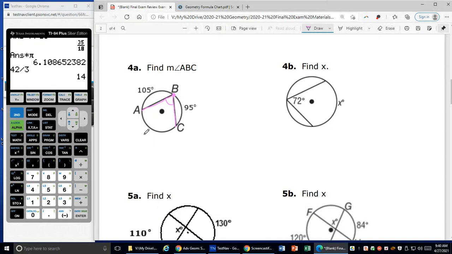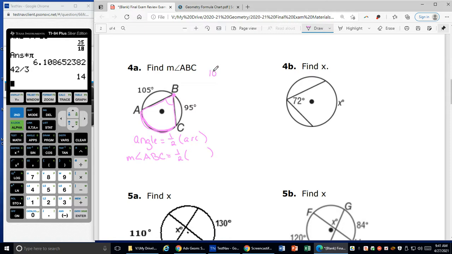So when I come back here, the angle is 1/2 the arc. Okay? The angle is what I'm trying to find, the measure of angle ABC. I need to know how big is this arc right here. I know a whole circle has 360 degrees, and I've already used 105 for this piece, and I've used 95 for this piece, so I need to know what's left for the arc I'm looking for.